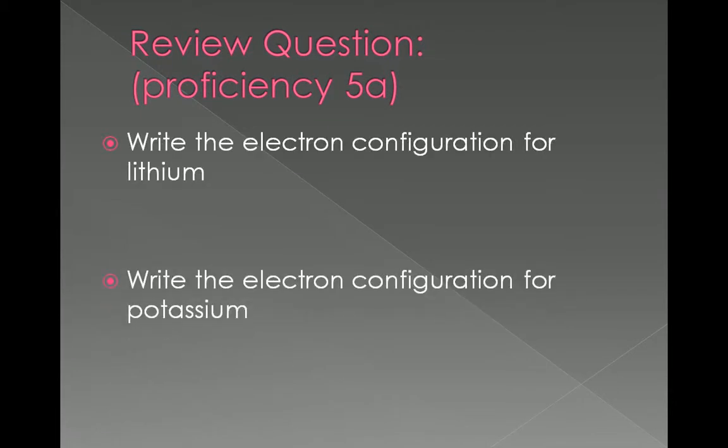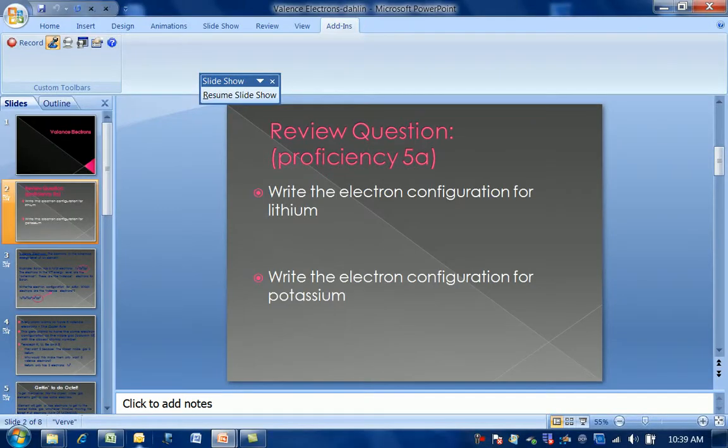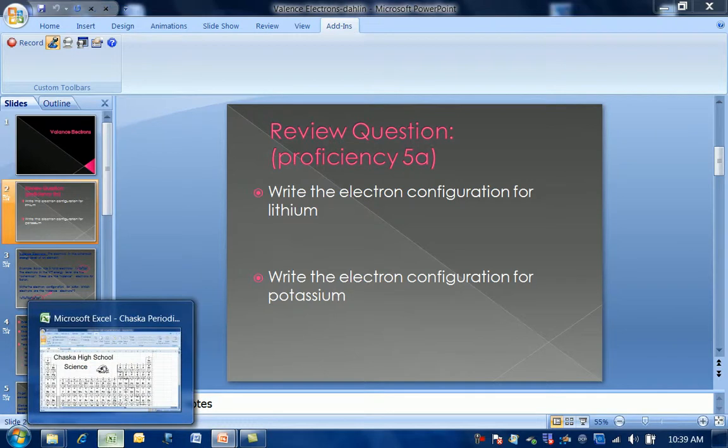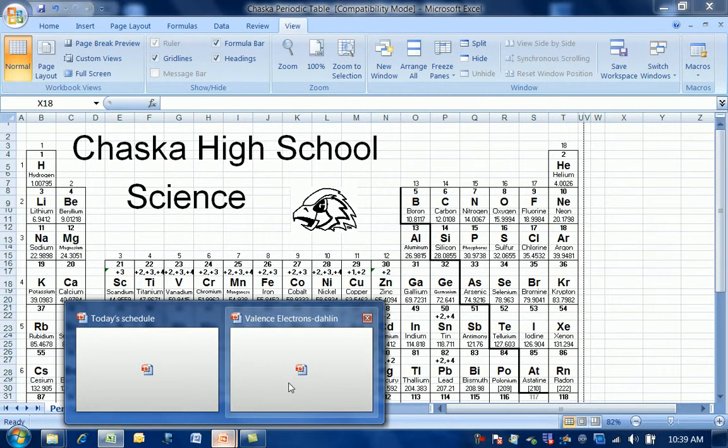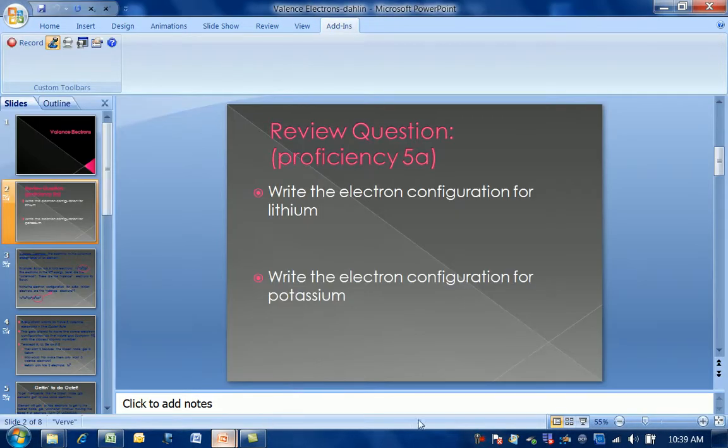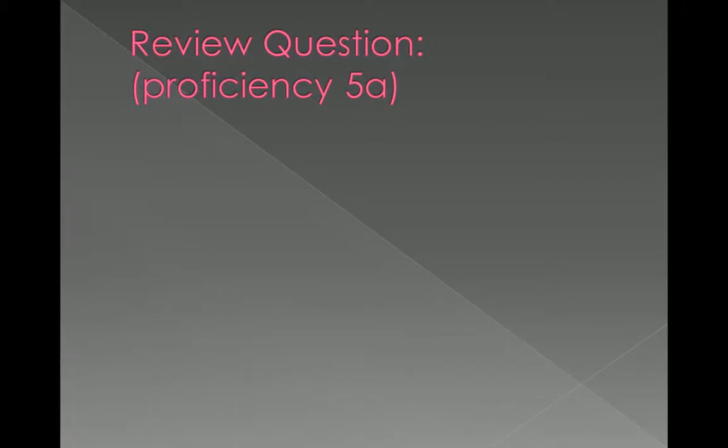Quick review, let's write the electron configurations for these atoms. Make sure you pull out your periodic table. You're going to need that for the entire presentation. Just remember, have something that looks like that, the purple one that I gave you. I'm going to go back and forth to it periodically, so make sure you have it.